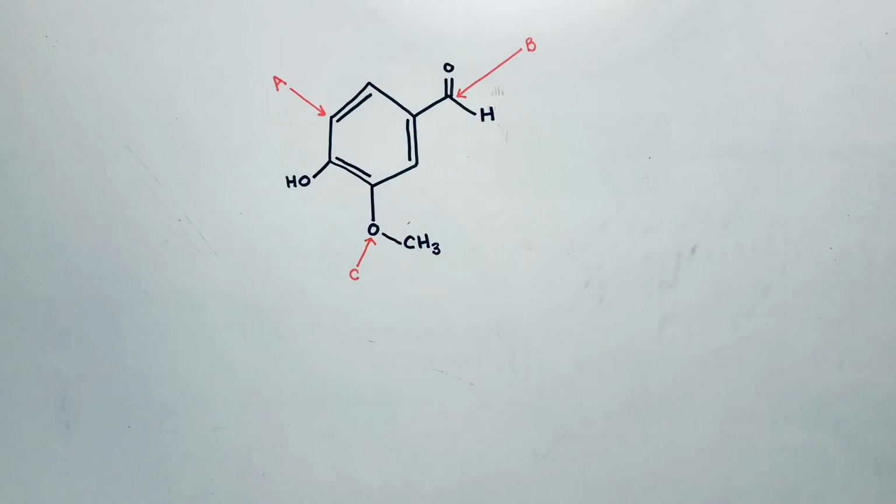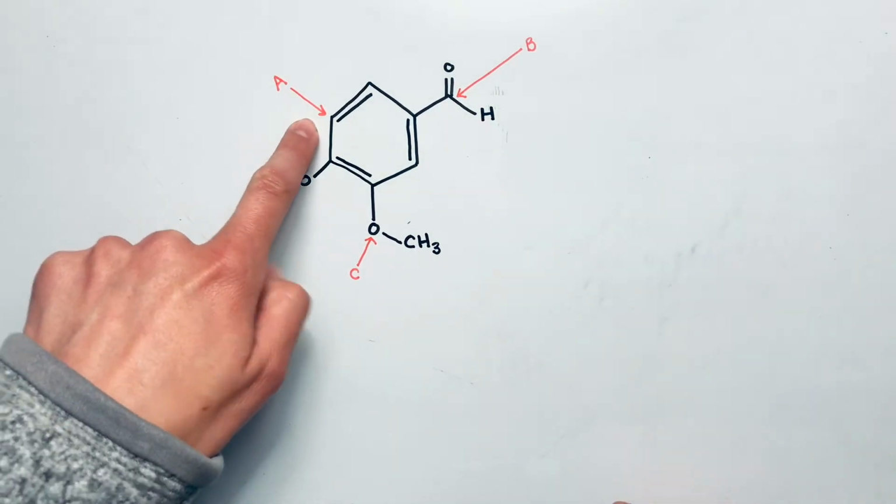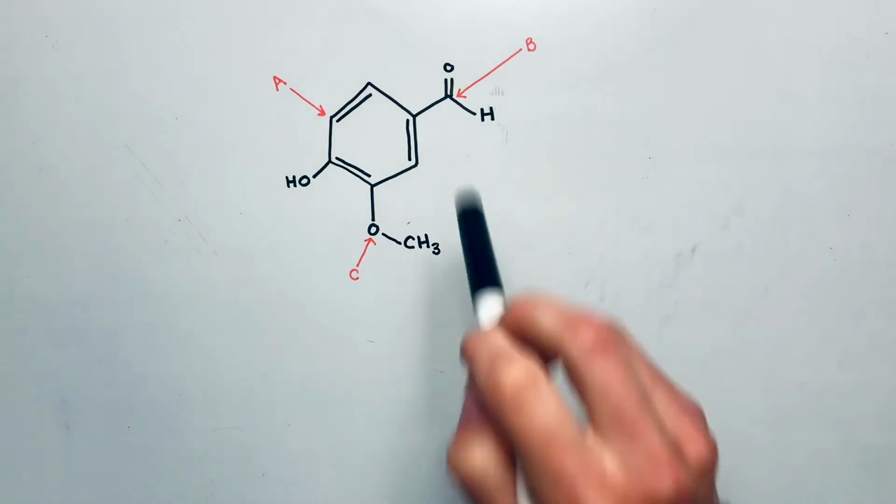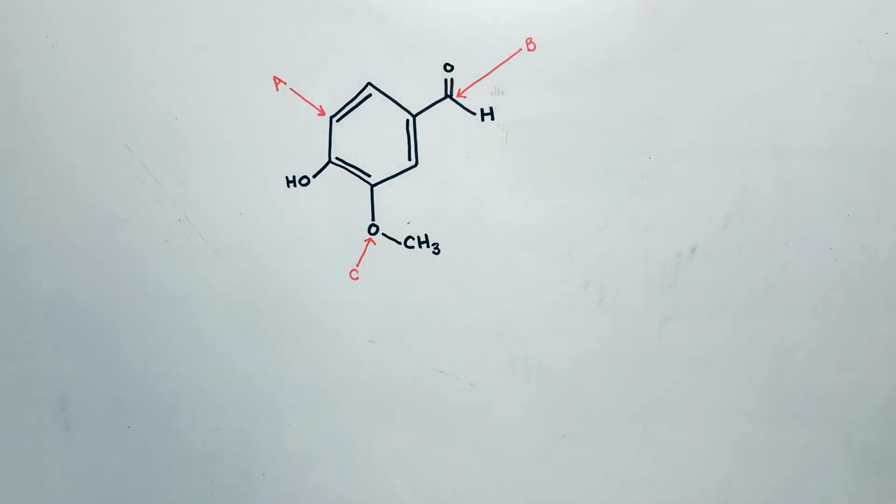Now let's talk about molecular geometry. Carbon A, think about it for a second. What could the molecular geometry be? Well, it's trigonal planar. Let me give you a second, try to figure out B now. B is also trigonal planar, okay?